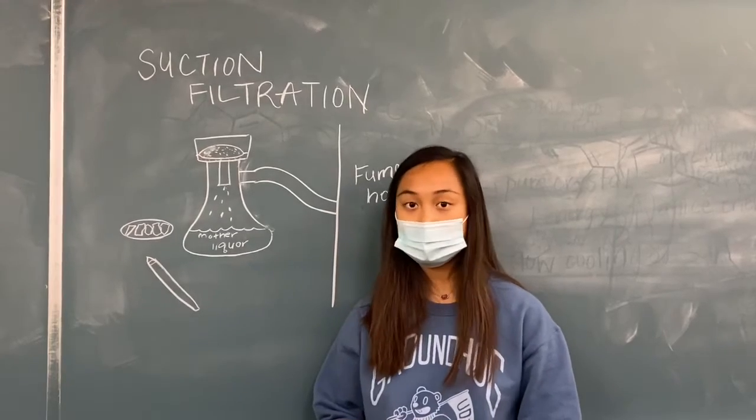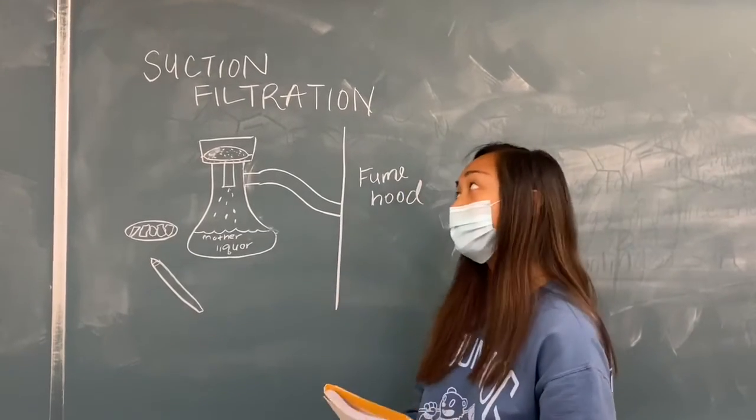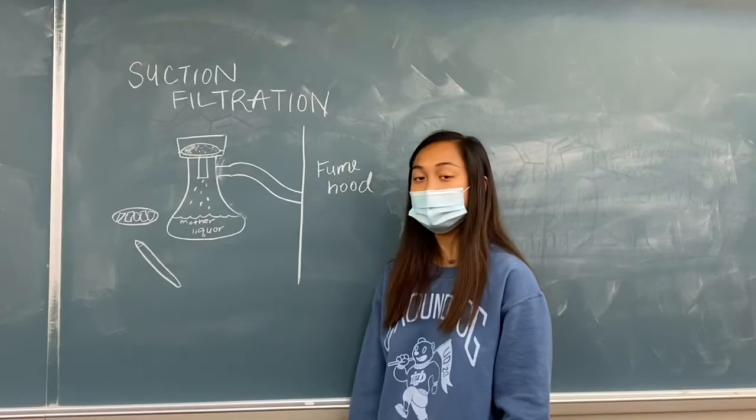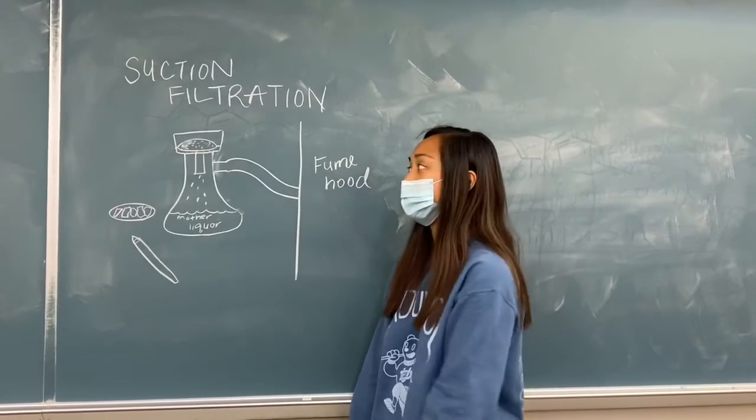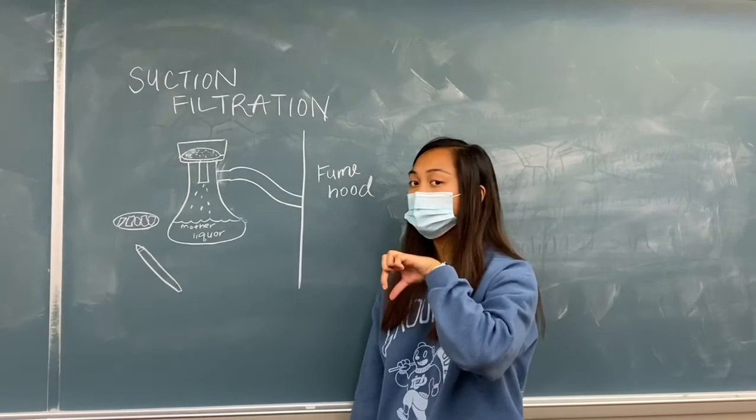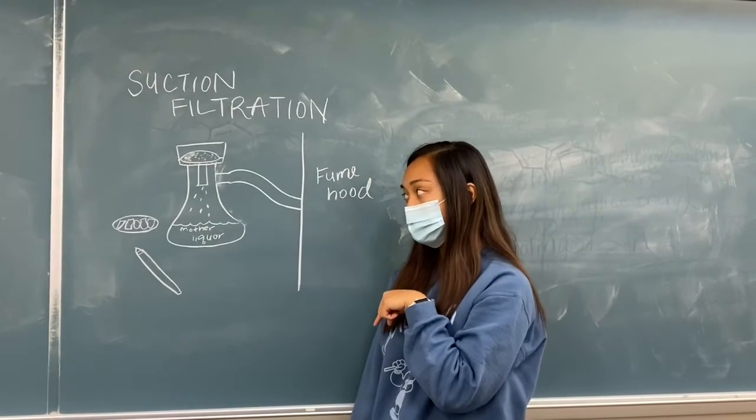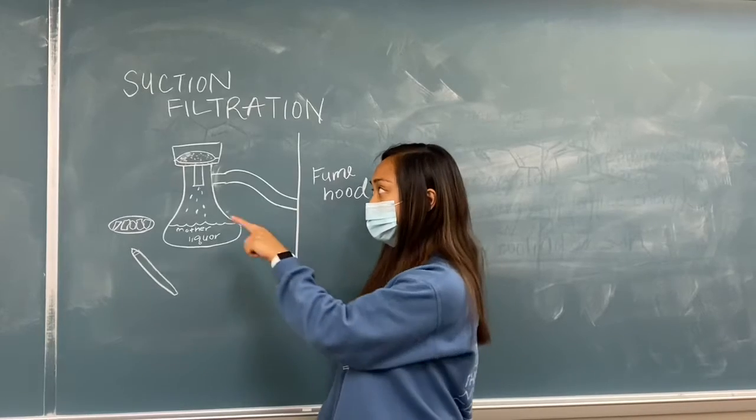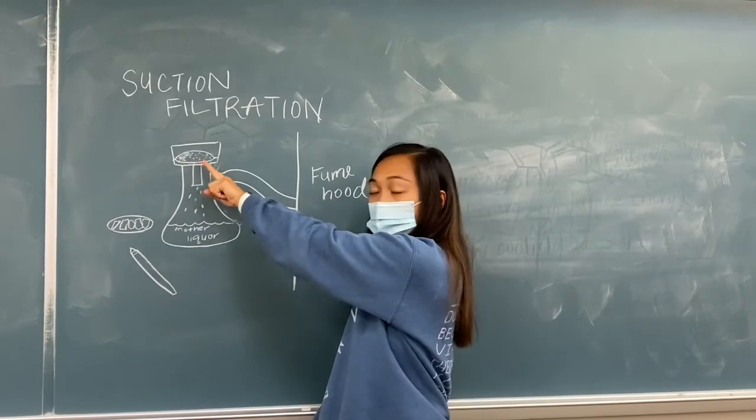So once you see the crystals appear in the flask, you're going to want to perform suction filtration. So you're going to obtain filter paper and place it in the funnel at the top of the flask. Then you're going to gently and slowly pour the solution into the flask, and at the end of it you should be able to get as many crystals as you can at the top.